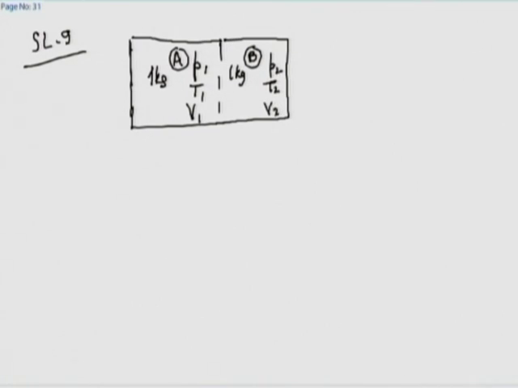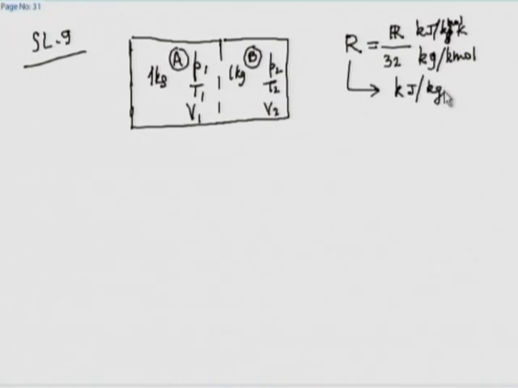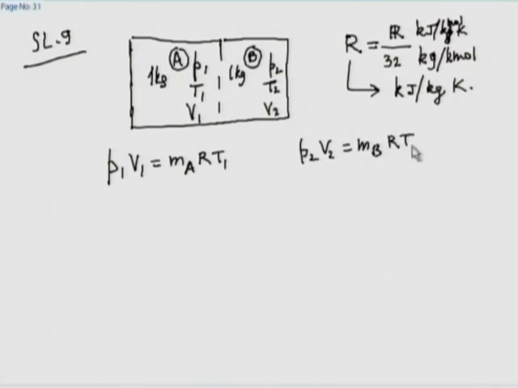Remember, the relative molecular mass, that is molecular weight of 32, is given. So the R for this is the universal gas constant divided by 32. The universal gas constant is in kilojoule per kmol Kelvin, whereas the 32 is in kg per kmol, and hence you will get R in terms of kilojoule per kg Kelvin. Using that R, you can determine V1 and V2, because P1 V1 is MA R T1, and P2 V2 is MB R T2.